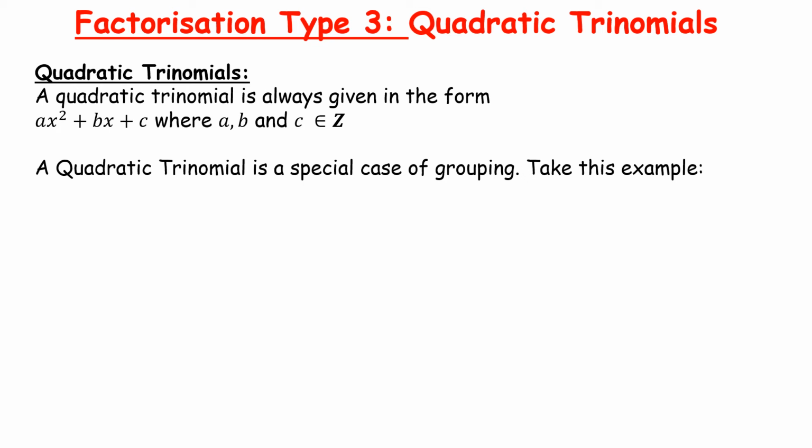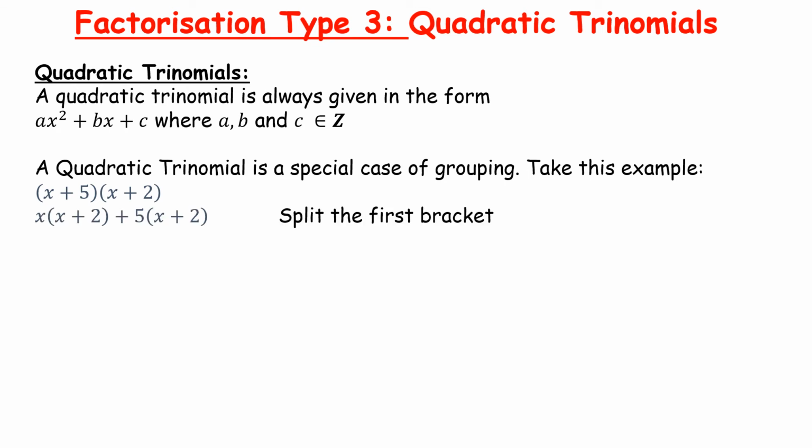So quadratic trinomial is a special case of grouping. So take this example. I'm going to do some expanding, some multiplication. So hopefully we're all okay with how to multiply out 2 brackets. We haven't done that in a while, since the start of the year, so we'll do a little bit of revision on it. We want to multiply every term in one bracket by every term of the other. So what we do is we split the bracket. So we split that first bracket into x multiplied by the second bracket plus 5 multiplied by the second bracket.